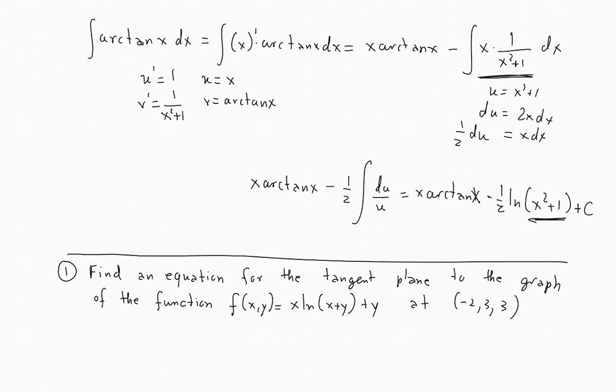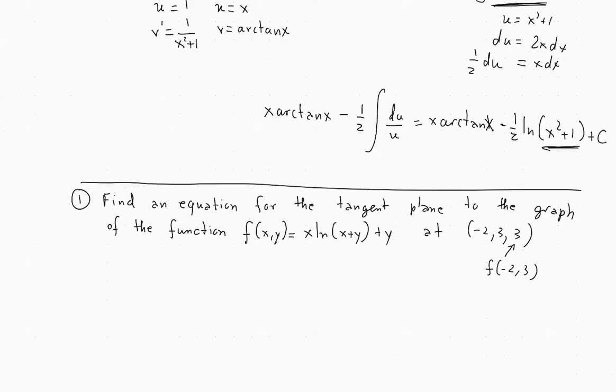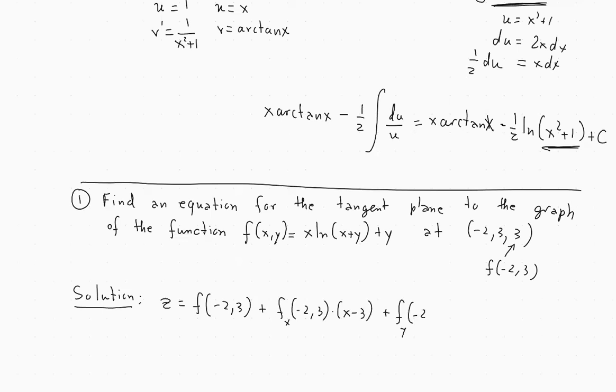We recall that we find the graph by juxtaposing the inputs with the output. So what we need to know here is that the tangent plane is going to look like z is equal to f of -2, 3 plus f sub x at -2, 3 times x minus 3 plus f sub y at -2, 3 times, I'm sorry, here it should have been x plus 2. Sorry about this.